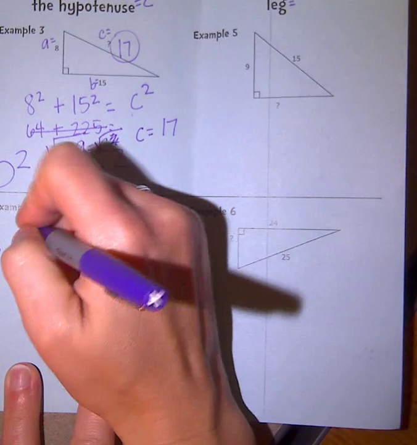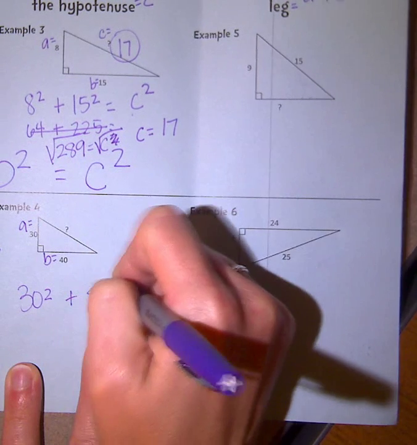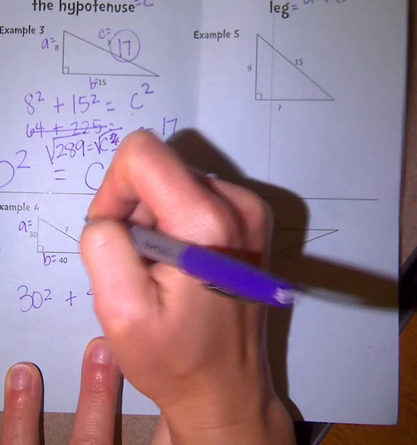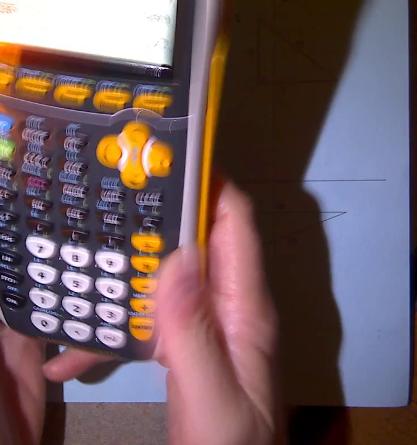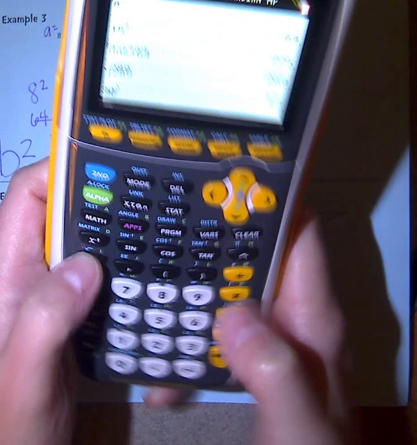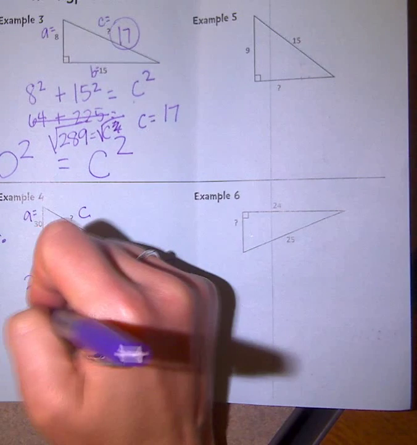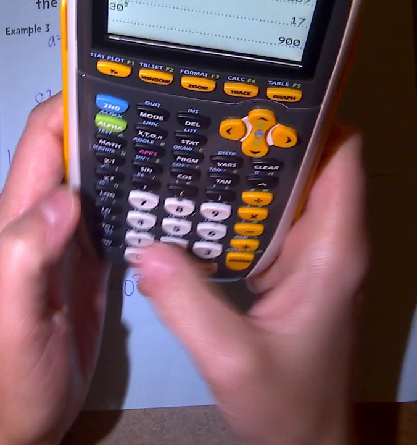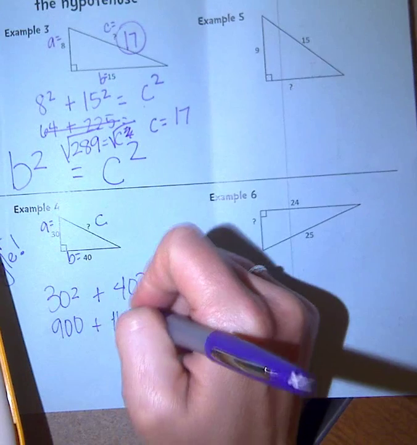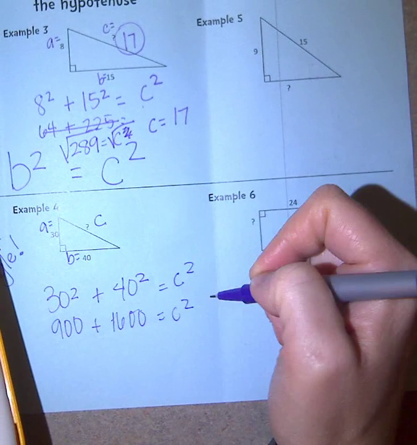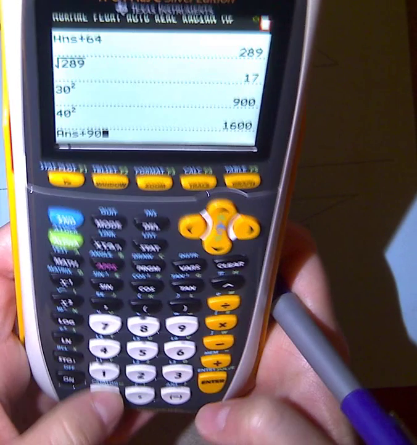Same for down here. This is A, this is B. So 30 squared plus 40 squared equals C squared. This was your C. Okay? So we have 30 squared, 900, plus 40 squared, 1600, equals C squared. When we add 1600 and 900 together, we get 2500.